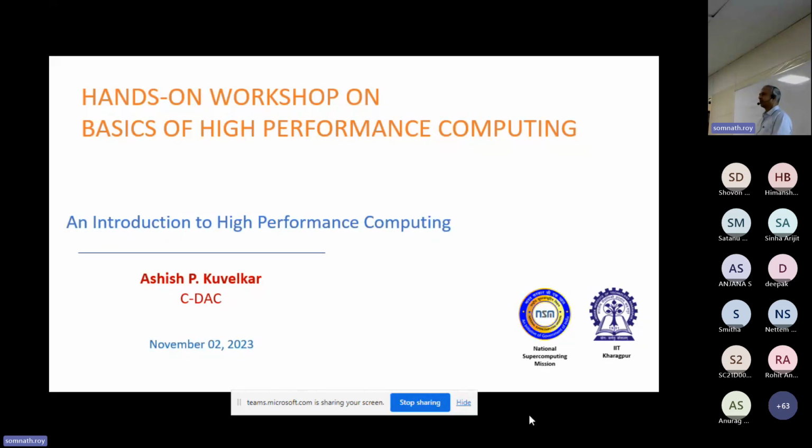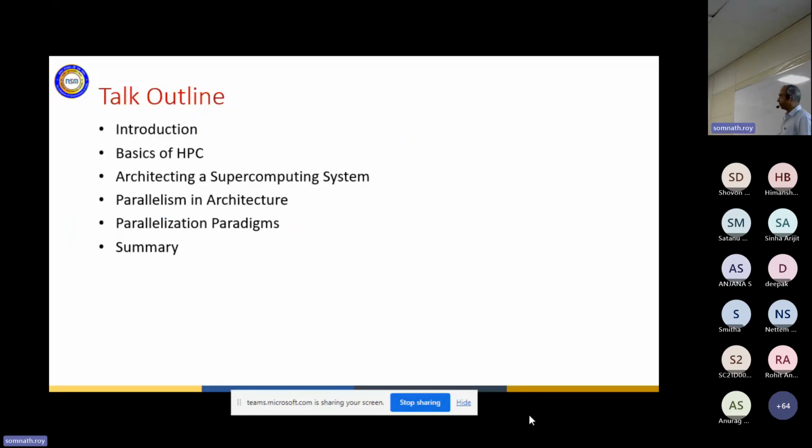So I just want to know how many of you have already used HPC, been introduced to HPC. You are using. Okay. So the majority of you have never used or not been introduced to HPC. So I will try to start from the very basics and tell you about what HPC is, how it works, and a few other things regarding it. So this is my talk outline.